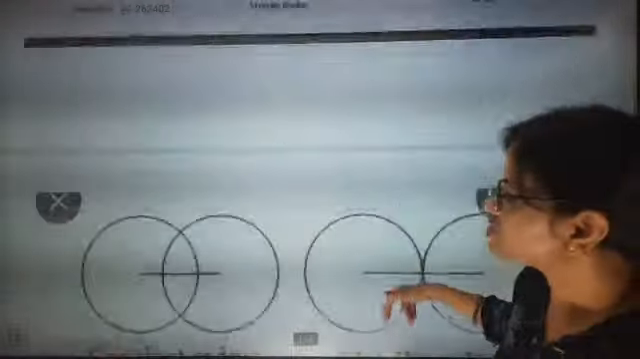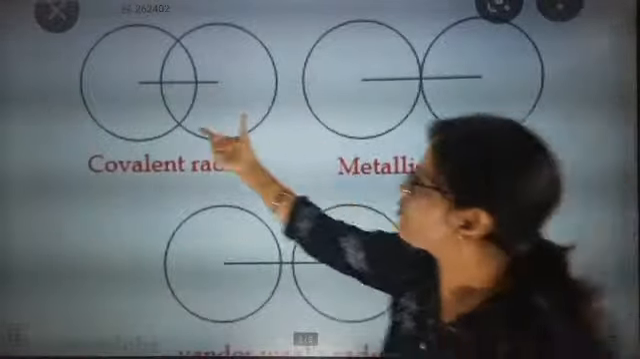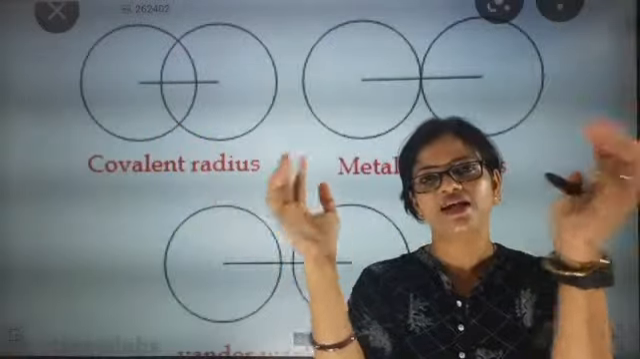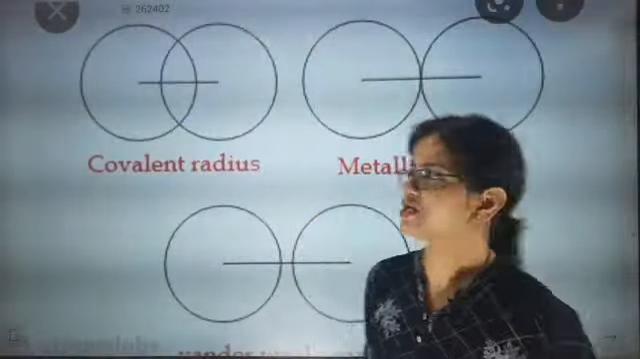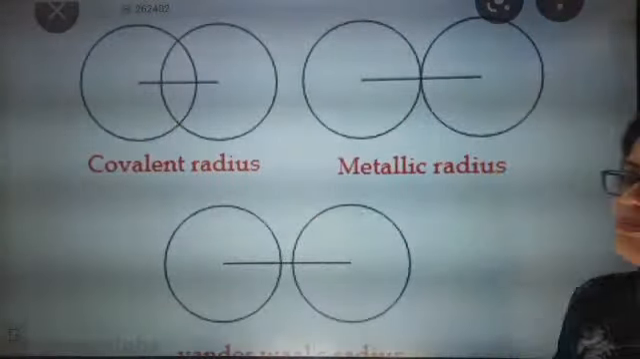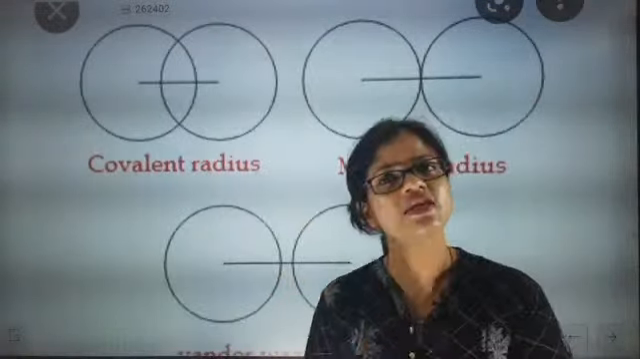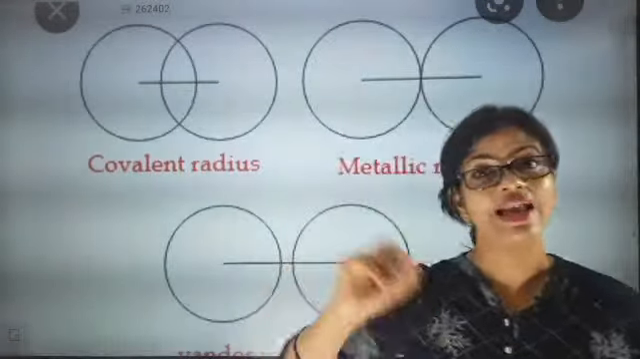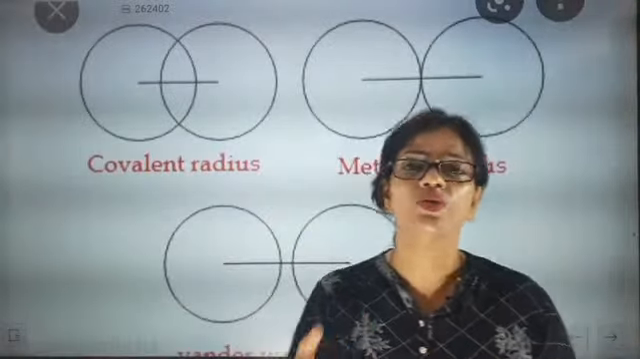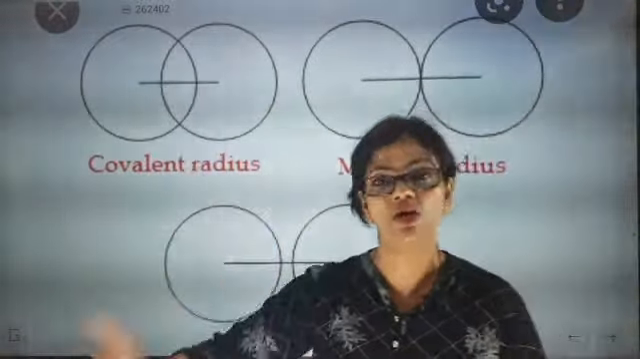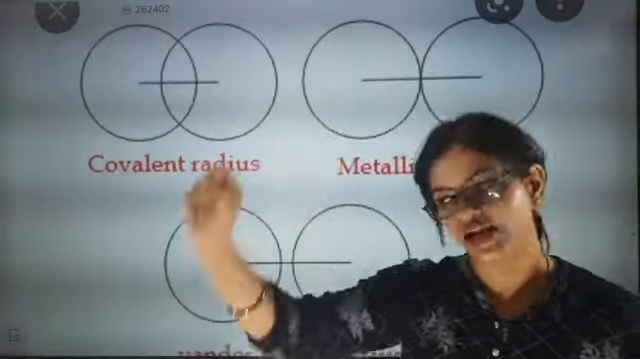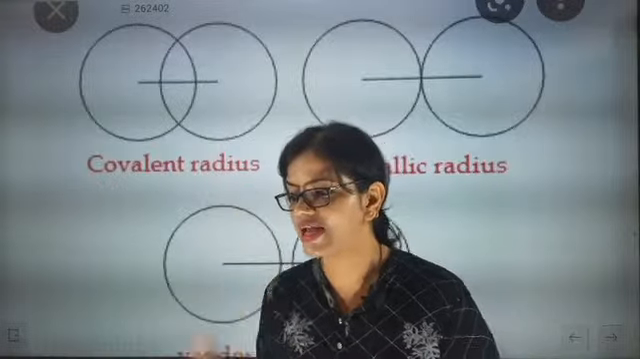Now the next one is, you see here, for covalent bonding, the atoms' electron clouds are merging with each other. Now you see here for metallic bond, the clouds are not merging. What is the reason behind this? Because metallic bonds are formed between ions and electrons. Ions and electrons. So I am going to discuss metallic bond.